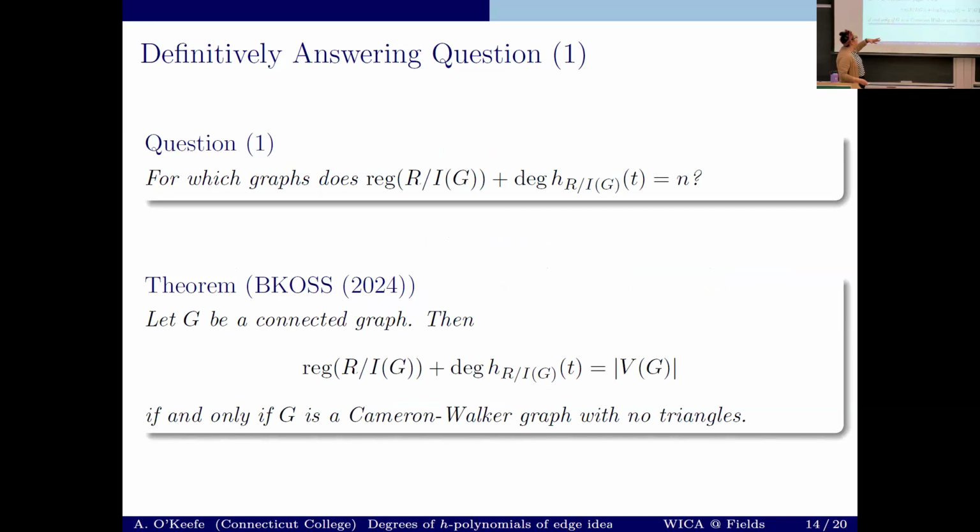The proof of this is like standing on the shoulders of giants, right? Basically, Hibi, Kimura, Matsuda, and Van Tuyl tell us how to calculate the degree for the edge ideals of a Cameron-Walker graph, and then Hibi, Kimura, Matsuda, and Tsuchiya give us a way to calculate the regularity. And so we just did a little case analysis and it just kind of fell out. So that's our definitive answer to question 1. So we move on to question 2.